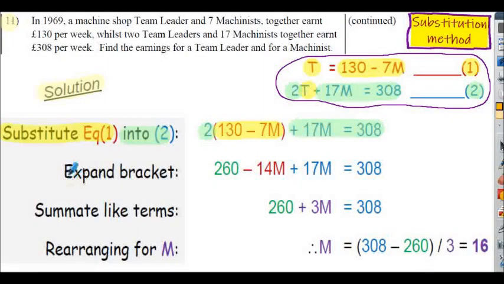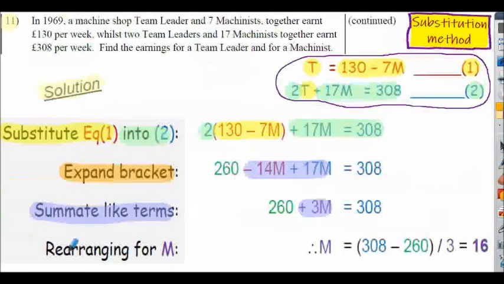So solution procedures outlined here. We expand the bracket on the left-hand side, and we summate the like terms. So in other words, we add these two terms, 3m. And then we simply rearrange for the value of m. So in other words, to find m, we simply minus 260 from both sides of the equation and divide by 3. So m evaluates to £16 earned per week.